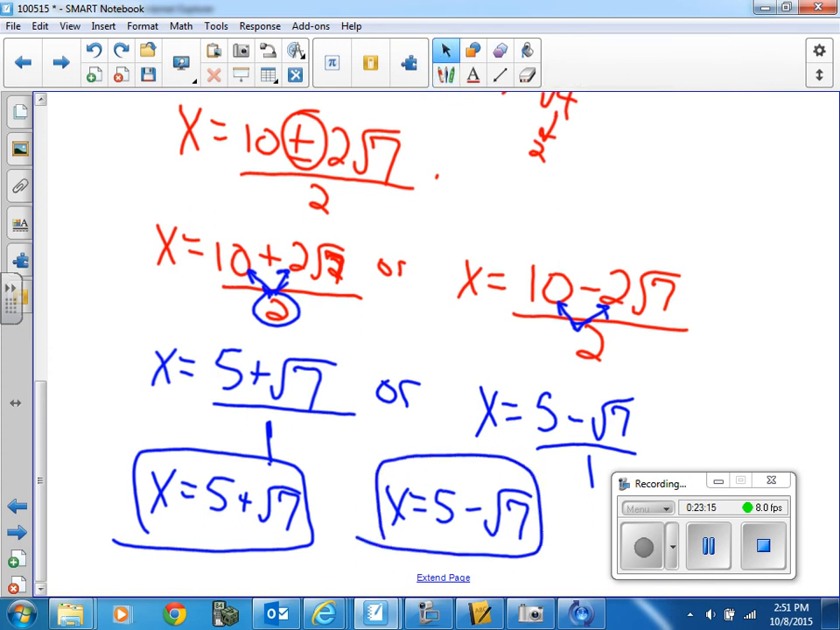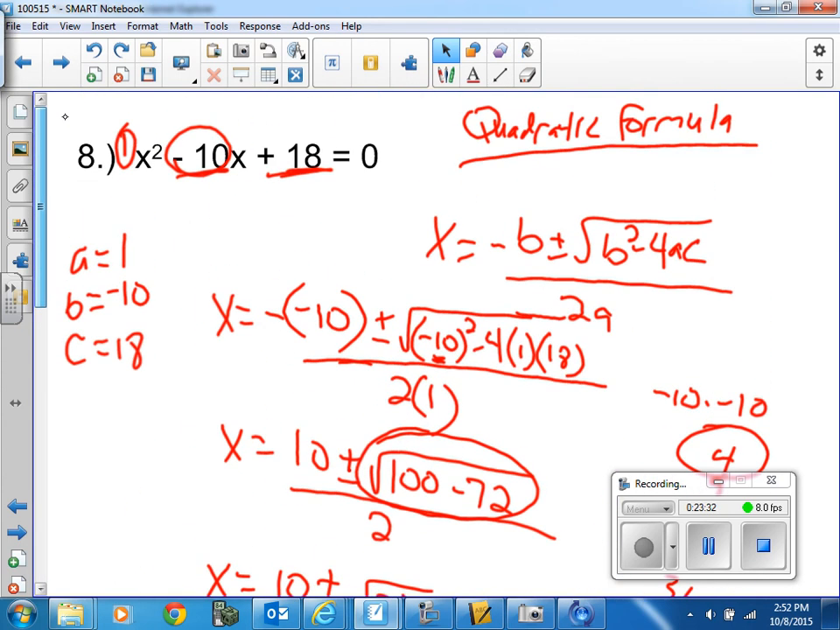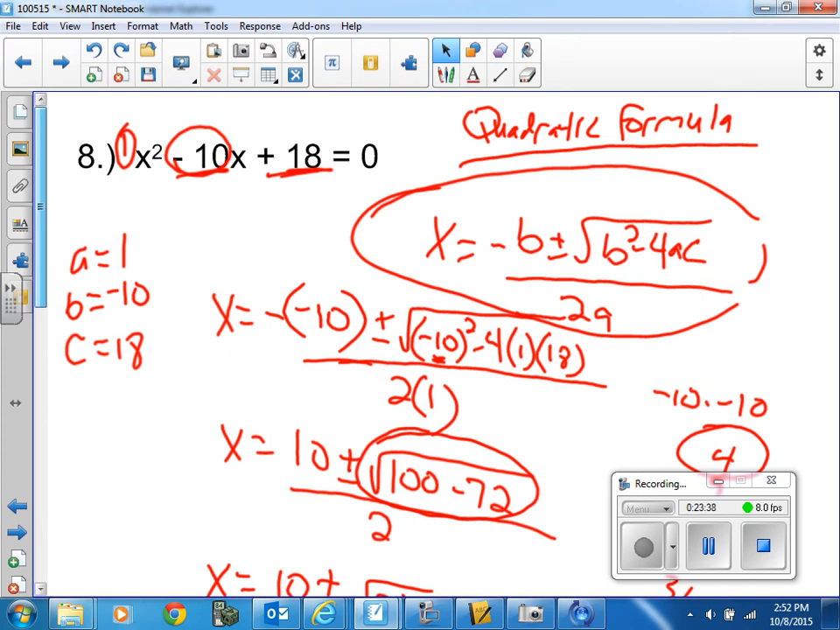That can work for those primes. Now in 6 and 7, I did make them so you could factor them, but you're not always going to be able to factor. Matter of fact, most of the time, you're not going to be able to factor, especially in this class. So it would be good for you to be able to use the quadratic formula and become comfortable with it.